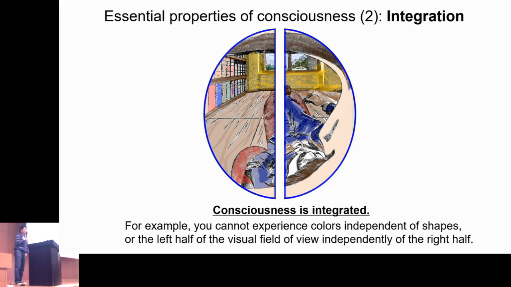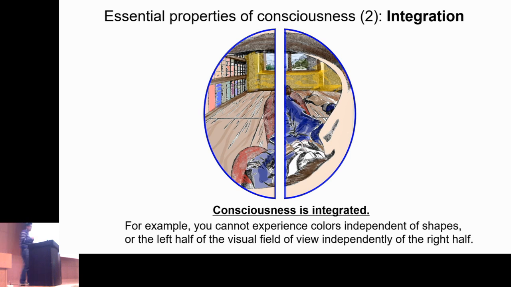The second essential property of consciousness is integration. Consciousness is integrated. For example, you cannot experience colors independent of shapes, or the left half of the visual field of view independently of the right half.